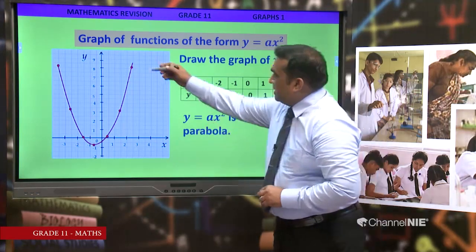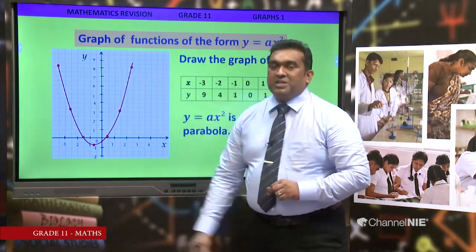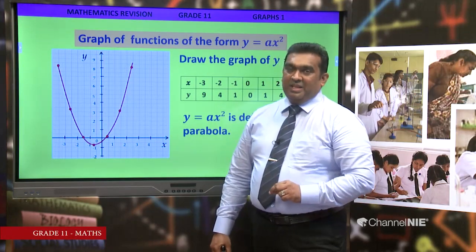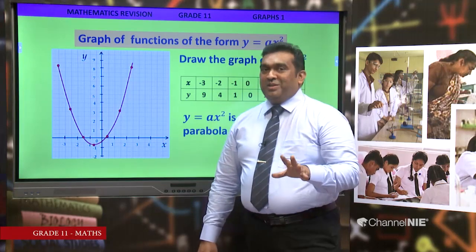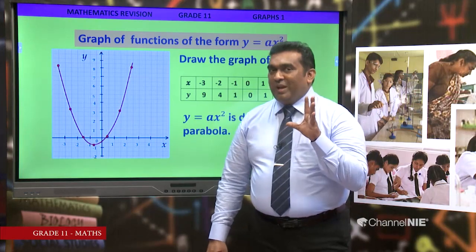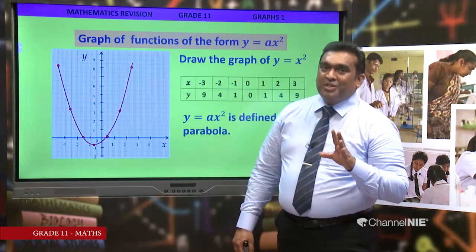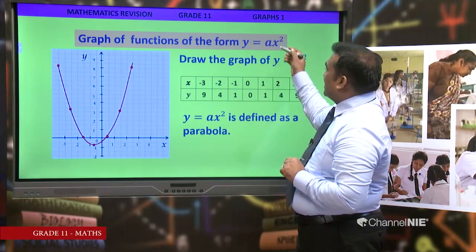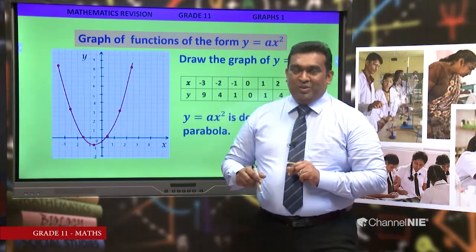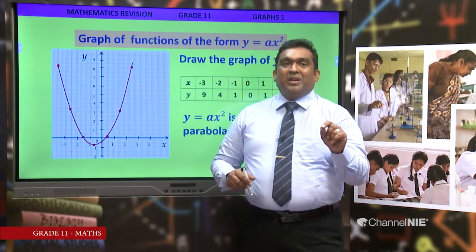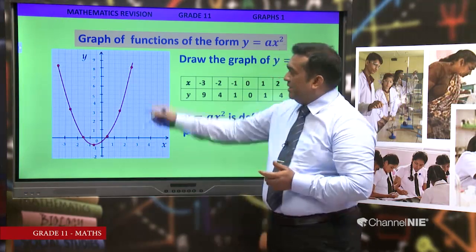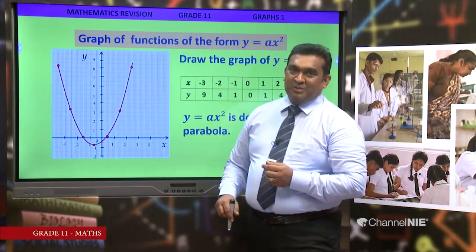Now this is the shape of the curve. This is called a minimum curve. If you want to find out minimum or maximum, you can pay attention to the coefficient of x squared. If a is greater than 0, it means positive values in front of x squared, you have minimum curves.